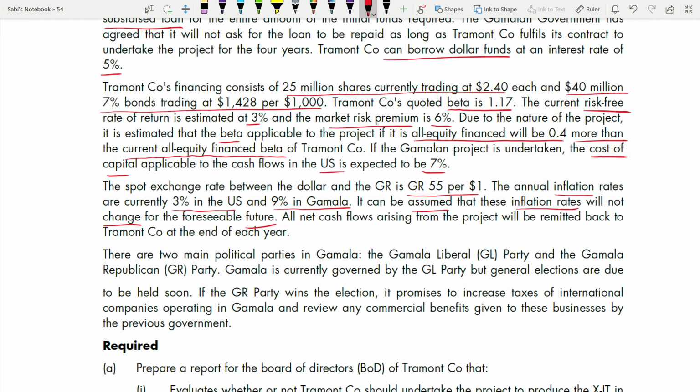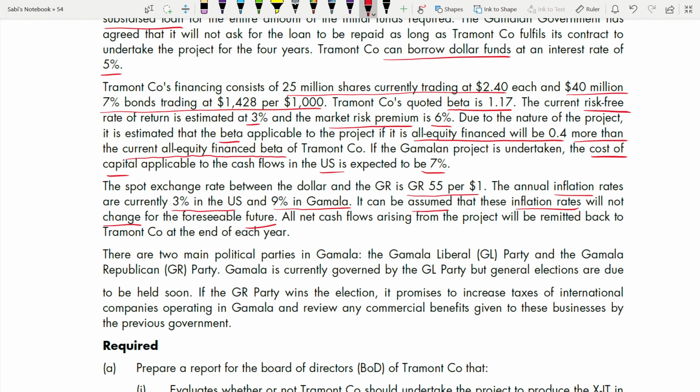All net cash flows arising from the project will be remitted back to Tramont at the end of each year. That's why it's very important that each year you have to convert it into dollars. So there are two main political parties in Gamala. The Gamala Liberal party and the Gamala Republican party.